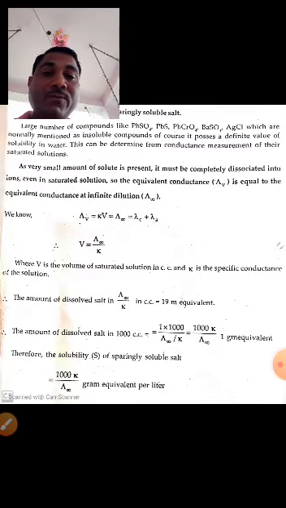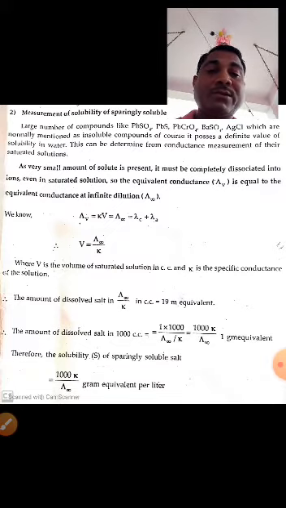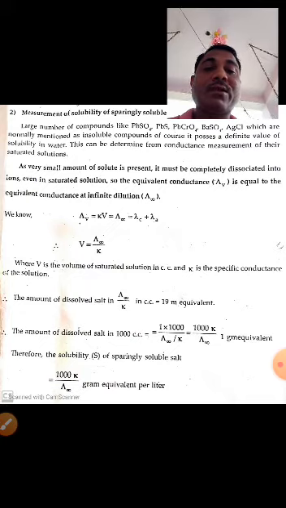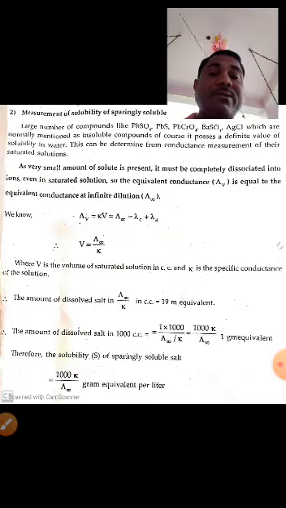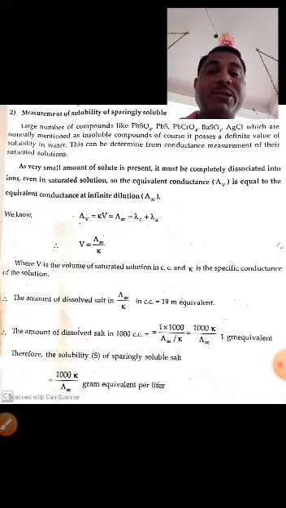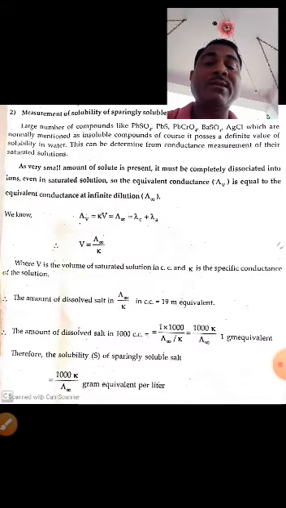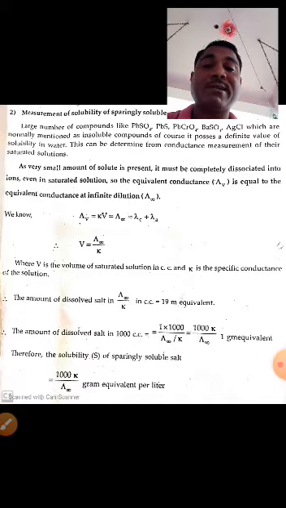Now in the previous video we explained one of the applications of Kohlrausch's law: how to find the equivalent conductance of a weak electrolyte at infinite dilution. Now I explain the second application of Kohlrausch's law, which is the measurement of solubility of sparingly soluble salts. By using Kohlrausch's law we can find out the solubility of a sparingly soluble salt.